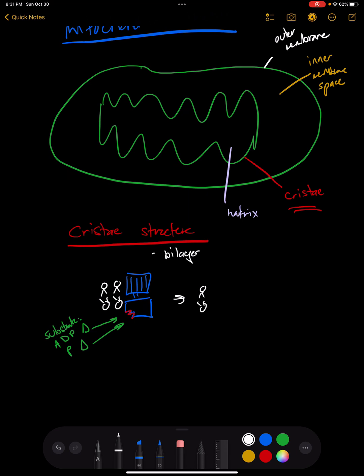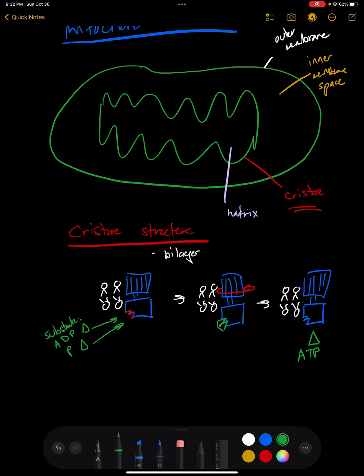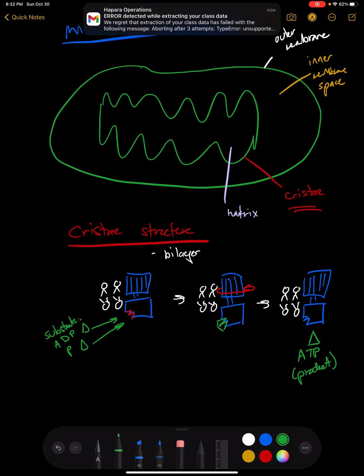So let's draw. Here's my phospholipid bilayer. Here's my ATP synthase. Now those two substrates are going to fit inside the active site. And once they fit inside, this top part of ATP synthase starts to spin. When it spins, it forces those two substrates together. And when they get forced together, I get to make my product, which is ATP. And that's going to happen at this cristae.